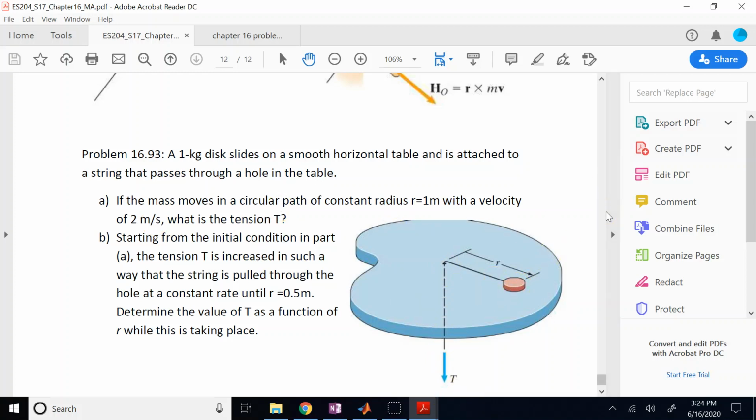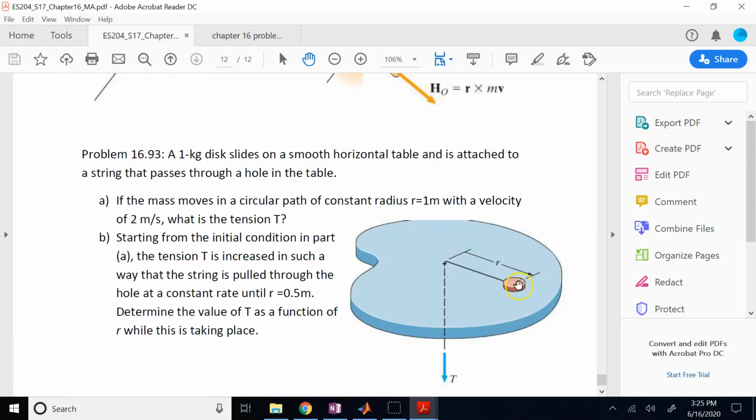Now, assume that you don't keep the T constant. You do not keep the T constant when R is equal 1. Instead of keeping it at the constant number that you're going to find here, you keep increasing it. When you increase the tension, not only it is sufficient to provide the circular motion, it actually starts to pull in the disk toward the center, and so the radius starts to shrink. And you keep doing that until it shrinks to 0.5 instead of 1.